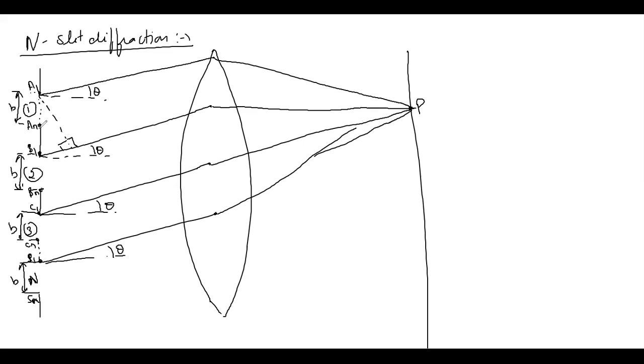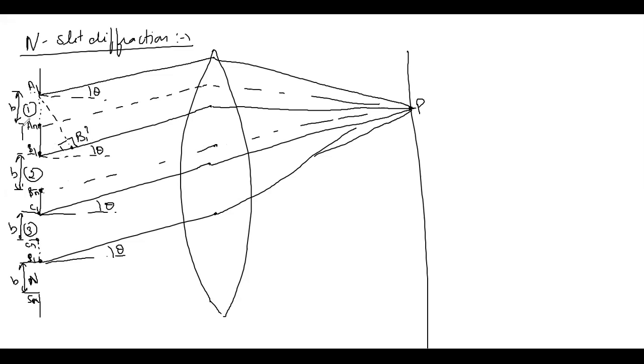So if there are n number of points here, the wavelets which are starting from n, for example here, for those points there is a point Bn. Corresponding to An there is a point Bn here, and you can draw a perpendicular from An to Bn, and the path difference would be the same as the path difference between A1 and B1. Let's call this perpendicular point B1 prime. You can easily do the calculation.